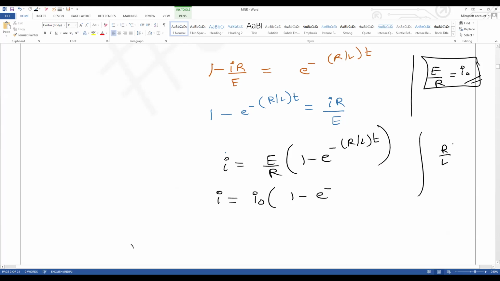So R by L remains constant. Let me assume that constant is tau. So tau means inductive time constant. Yes, inductive time constant. So can I write it as R by L? Okay, sorry. L by R is the inductive time constant.